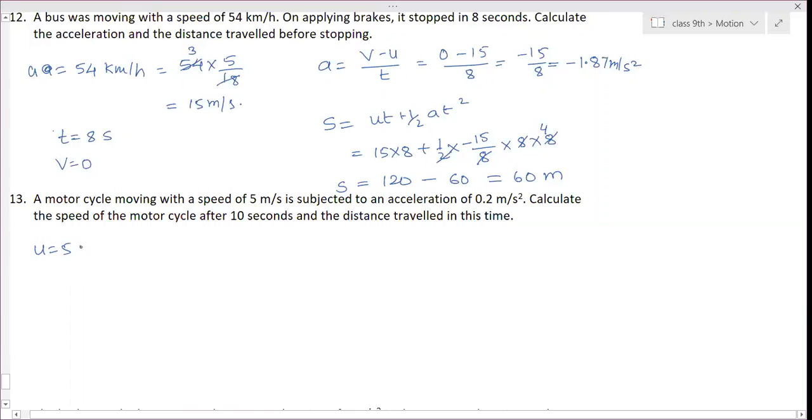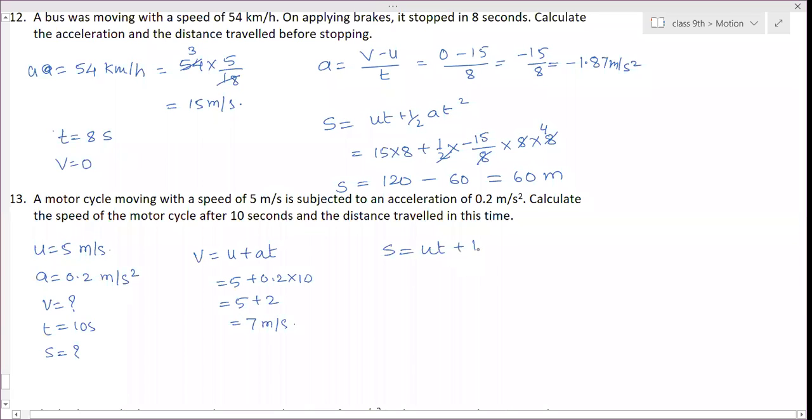u is equal to 5 meter per second. Acceleration is equal to 0.2 meter per second square. You have to calculate v. Time is given, 10 seconds, and S also we have to calculate. So v is 5 plus 0.2 into 10. So 5 plus 2, that is 7 meter per second.